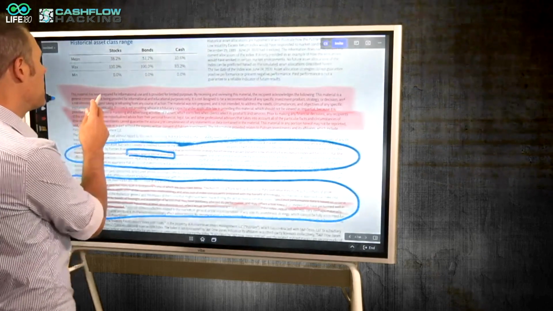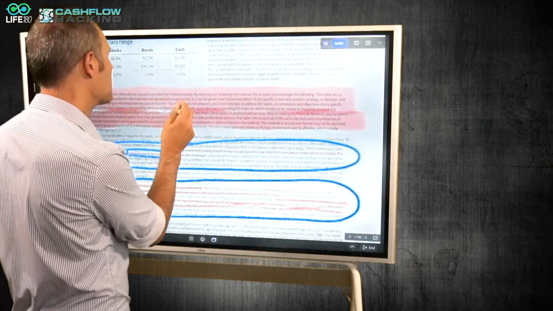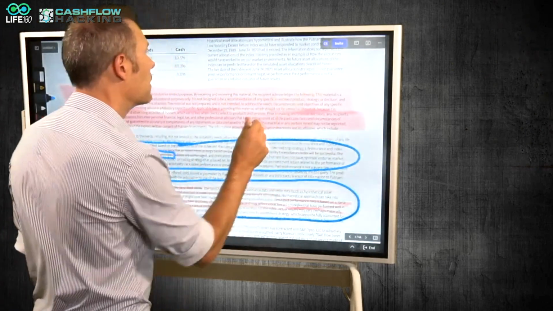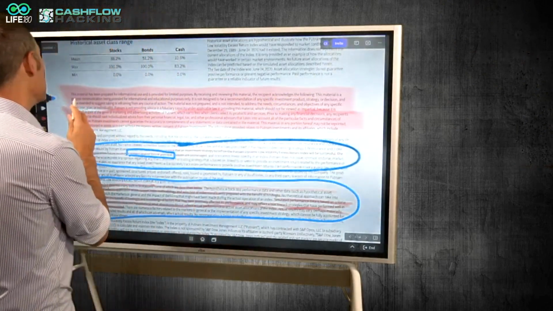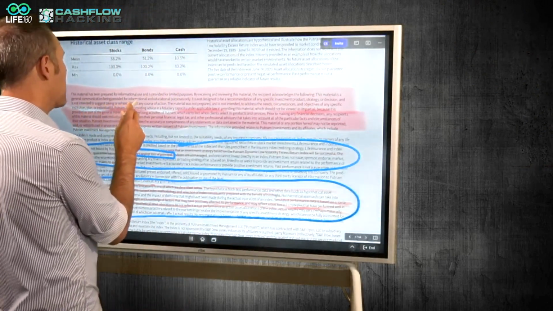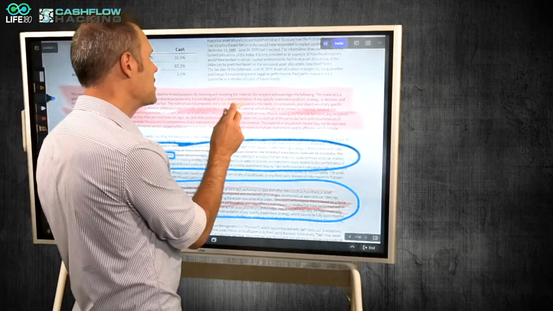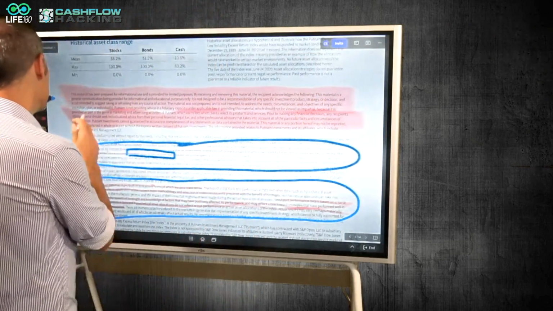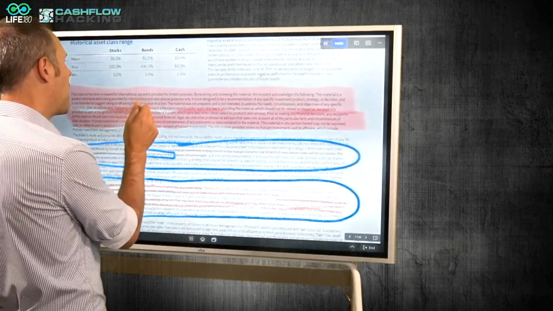This material has been prepared for informational use and is provided for limited purposes. By receiving and reviewing this material, the recipient acknowledges the following. This material is general communication being provided for informational and educational purposes only. It is not designed to be a recommendation of any specific investment product, strategy, or decision, and is not intended to suggest taking or refraining from any course of action.